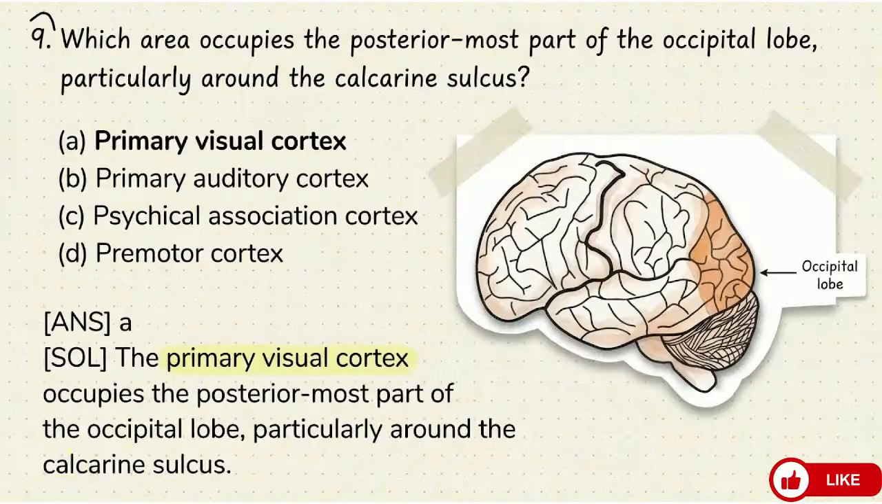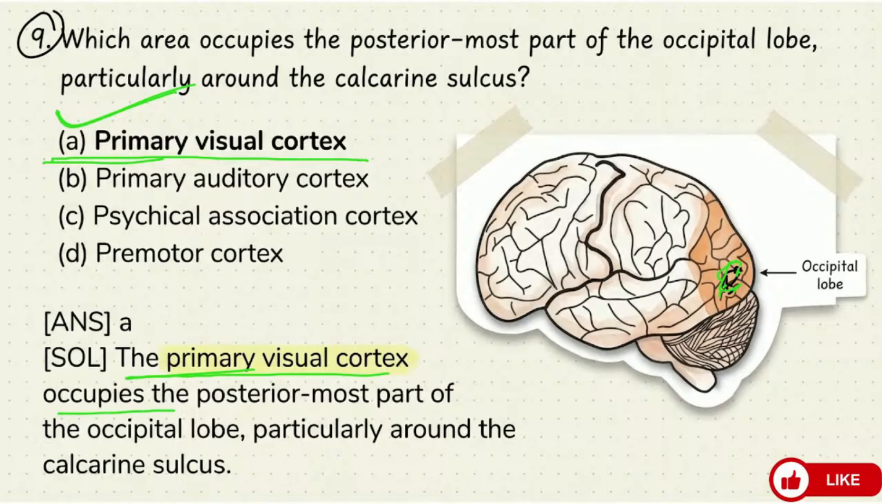Question number 9. Which area occupies the posterior most part of the occipital lobe, particularly around the calcarine sulcus? It is very simple. At this aspect, you will find mainly your visual cortex area. The primary visual cortex occupies the posterior most part of the occipital lobe, particularly around the calcarine sulcus.